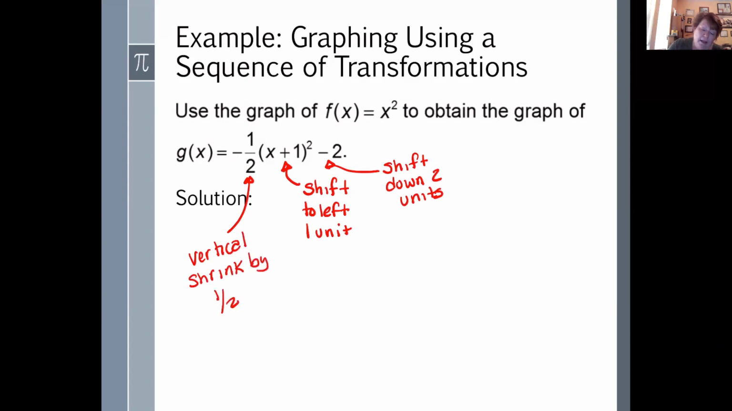And then last but not least, I have a negative. And that negative is going to reflect. See, the negative's not next to the x. The negative's outside. So when the negative's outside, that's a reflection about the x-axis. If the negative's inside, that's a reflection about the y-axis. So since it's outside, that's a reflection about the x-axis.